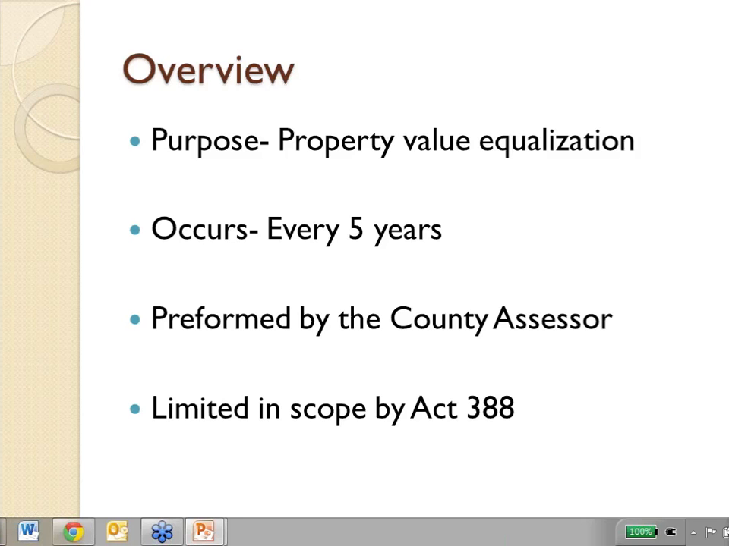The reassessments are performed by the county assessor. They use a mass appraisal system, which, in my opinion, is not particularly accurate, but it does, at least to some extent, adjust property values up and down to put them closer to where they probably should be. The reassessment is limited in scope by Act 388.